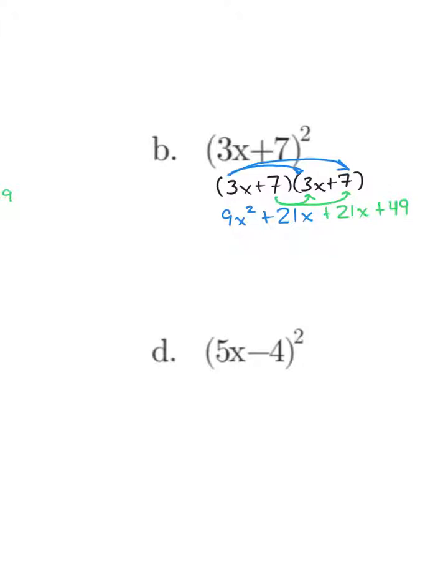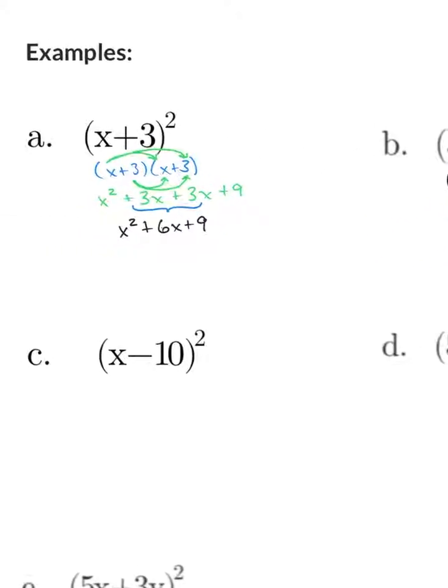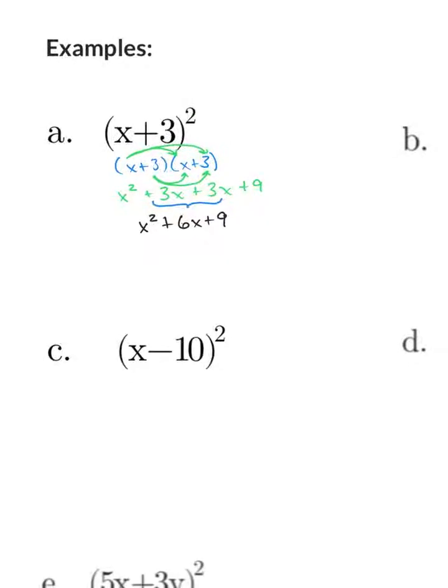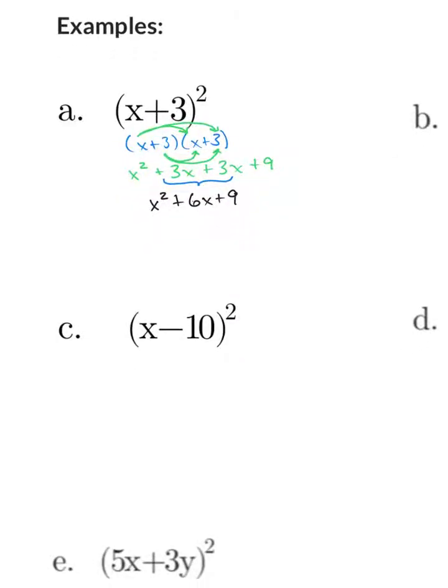If we combine our like terms, we can combine the two middle terms. Everything else we'll just bring down. So we have 9x squared plus 42x plus 49, and we're done. Okay, so these are some examples of binomials where we have a plus sign in the middle.